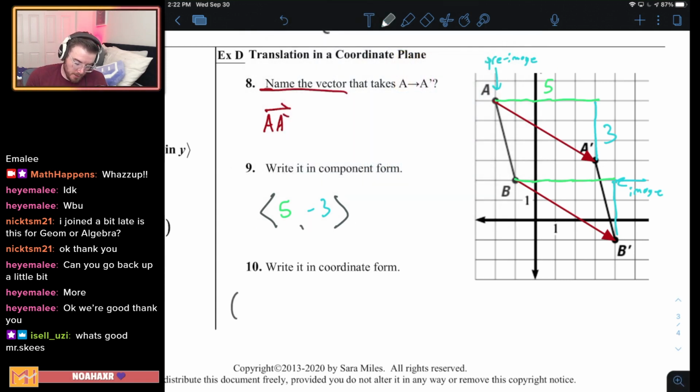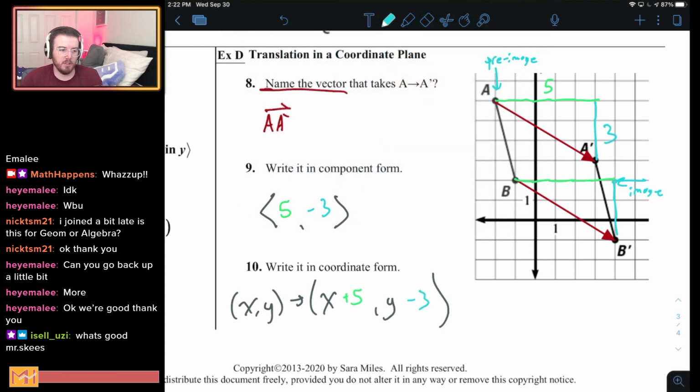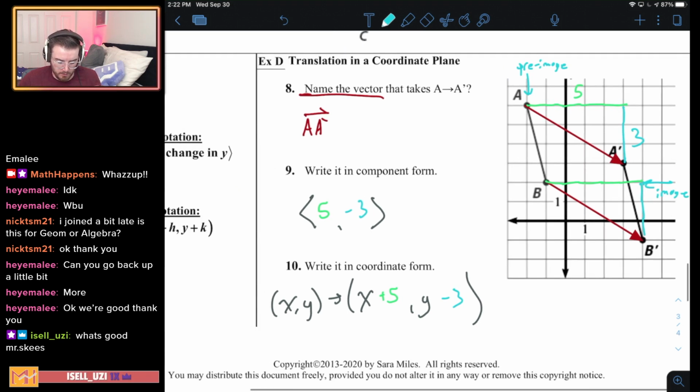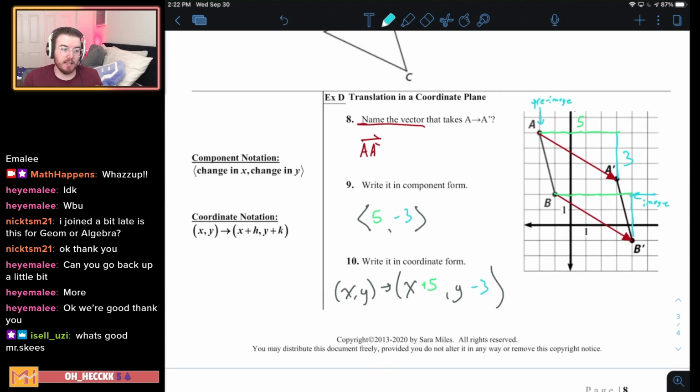And in coordinate form, again, it's really not that different. We're just writing it a little differently, but it says the same thing. It says add 5 to your x value and subtract 3 from your y value. We feel good about that? I think translations are the easiest, right? I think reflections are second easiest, and translations are the downright easiest to understand because it's literally just about counting.